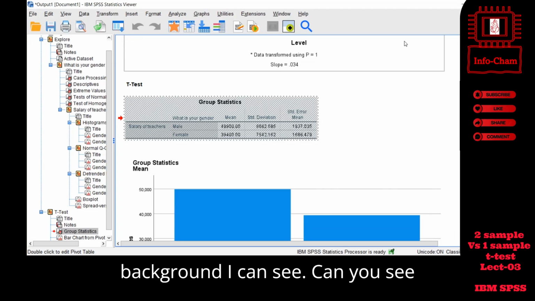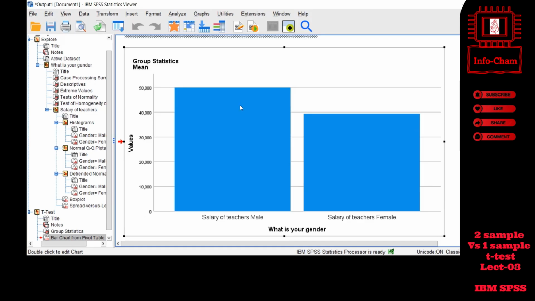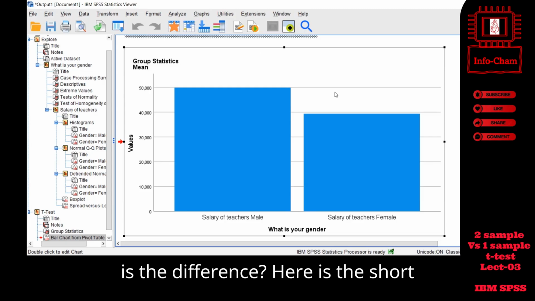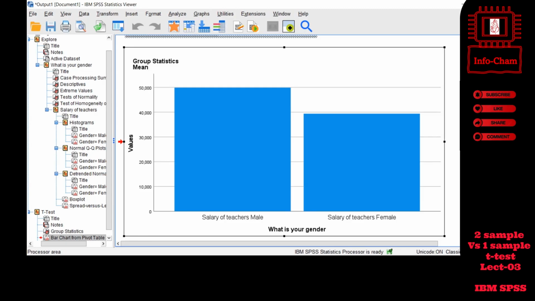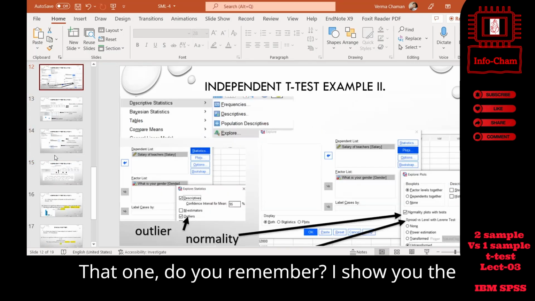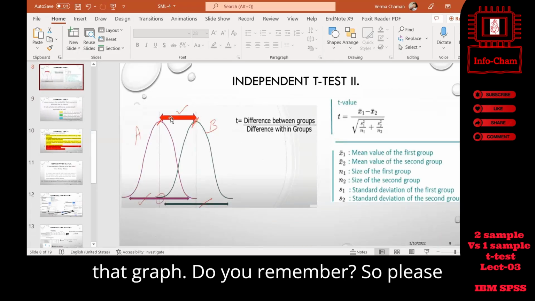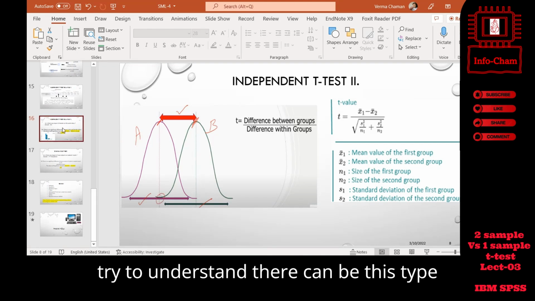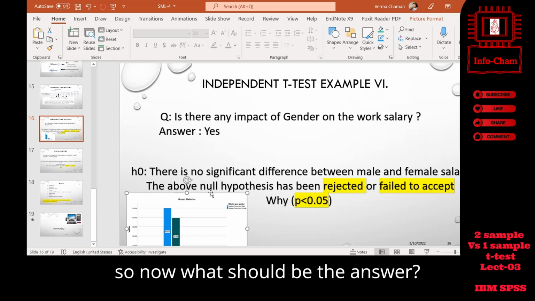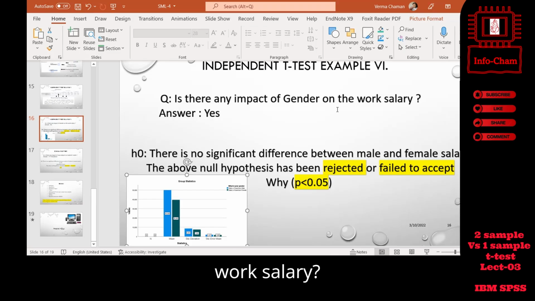Oh, in the background, I can see. Can you see the difference? The salary of a male teacher looks higher on average compared to the female teacher. And what is the difference? Here is the short difference, which I showed with the graph at the start with some sample. Do you remember that graph? So please try to understand. There can be this type of graphical output here. Okay. So now, what should be the answer? Is there any impact of gender on salary?